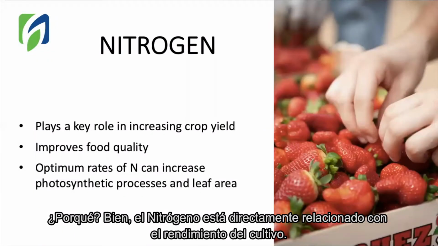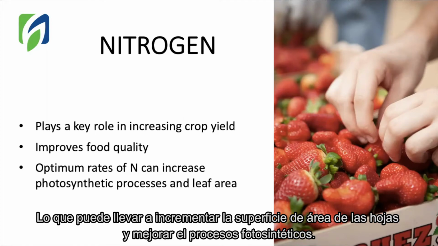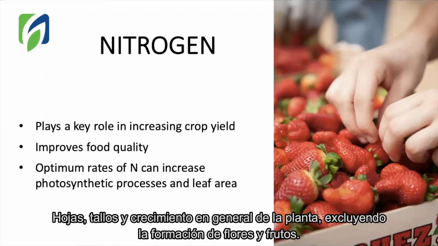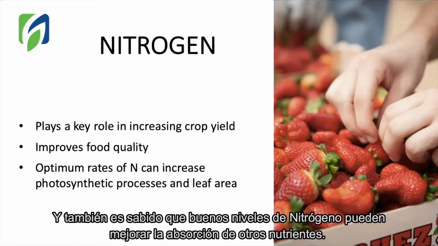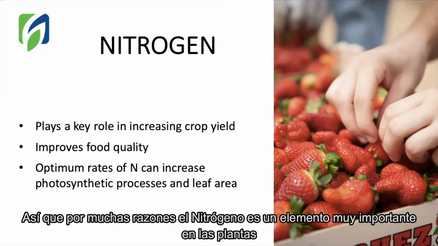Why? Well, nitrogen is directly related to crop yield. It can also improve food quality. Nitrogen promotes vegetative growth, which can lead to the increase of the leaf surface area and improve photosynthesis processes. Vegetative growth includes leaf, stem, and general plant growth, excluding flowering and fruit formation. And also, it is known that good levels of nitrogen can help to improve the uptake of other nutrients. So for many reasons, nitrogen is a very important element in plants.